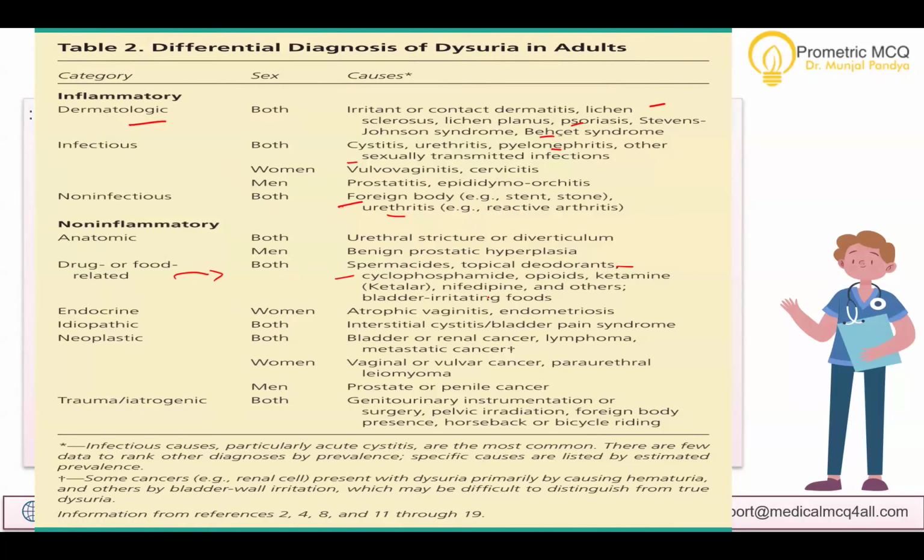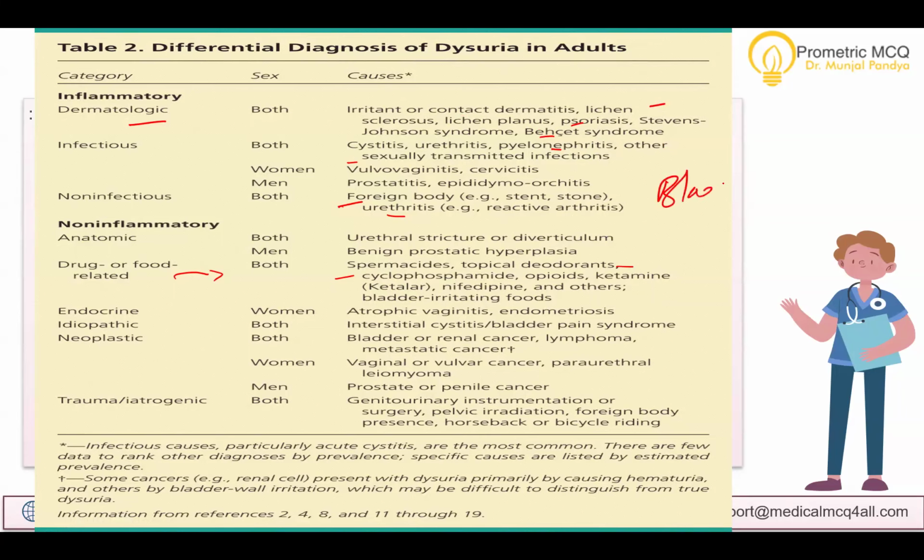Sometimes the spermicidal jellies, topical deodorants, some type of fancy talcum powders, they can also cause you dysuria. Also, there are bladder irritating foods, like majority of the times, foods which are rich in proteins, red meat, that can cause you dysuria. So when we talk about the list of bladder irritating foods in UTI, majority of it is going to be your red meat, then your nuts, your tomatoes.